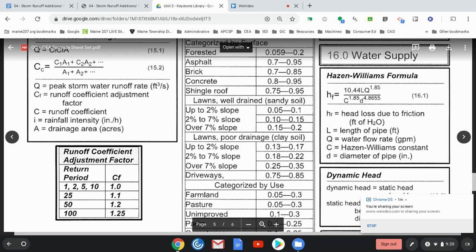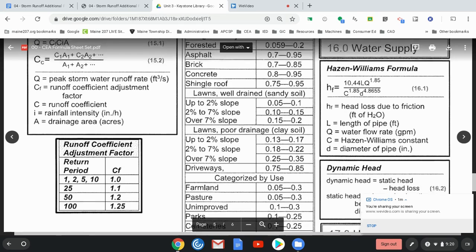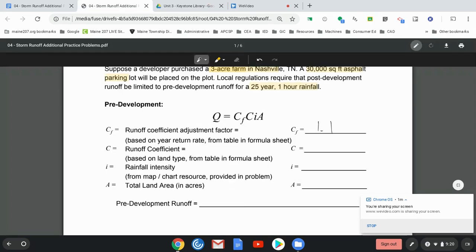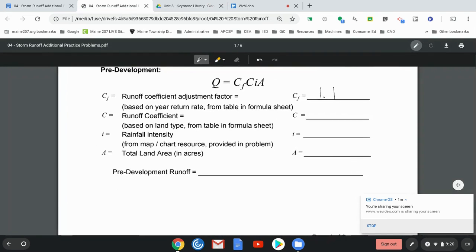C. Pre-development is always average. So for farmland, you can see it's between 0.05 and 0.3. So you take the average of 0.05 and 0.3: 0.05 plus 0.3 divided by 2, and you get 0.175.